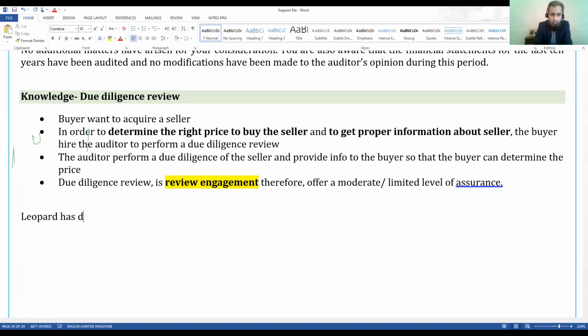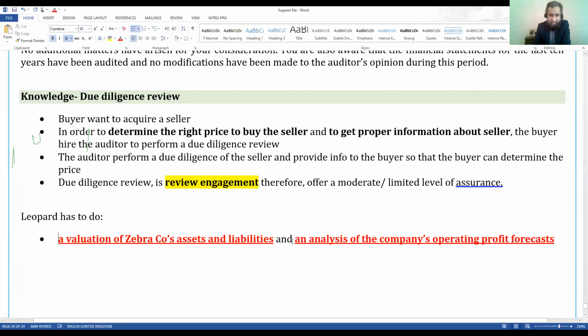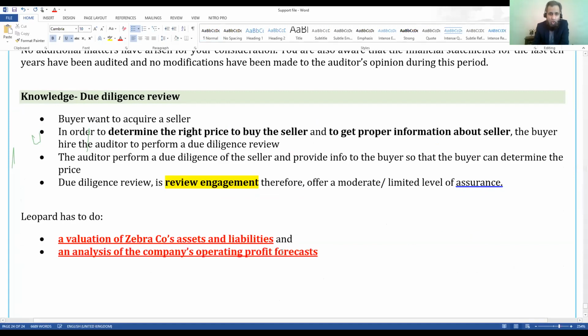So what does Leopard have to do? This is what Leopard has to do: as an audit firm, a valuation of the zebra company assets and liabilities and an analysis of the company's operating profit forecast. So 2 things you have to do in this case. Now, will the examiner give you information about the seller or the buyer? The seller, because that is the only way you can perform a diligence, right? So you have to conduct the valuation and the analysis of the profit.